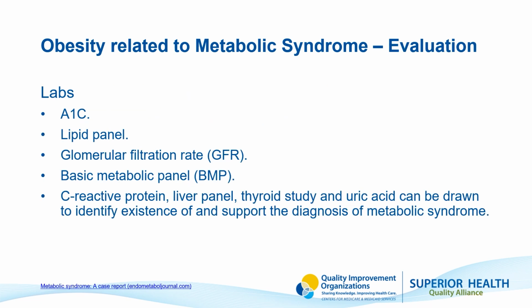The diagnostic tests ordered should include those necessary to determine if Mrs. Jones has diabetes and/or metabolic syndrome. So our basic metabolic panel will give us a picture of her electrolytes, creatinine, and blood glucose levels. This, along with the A1C and lipid panel, will give you a good clinical picture. Further studies such as C-reactive protein, liver panel, thyroid study, and uric acid can be drawn to investigate and support further the diagnosis of metabolic syndrome.